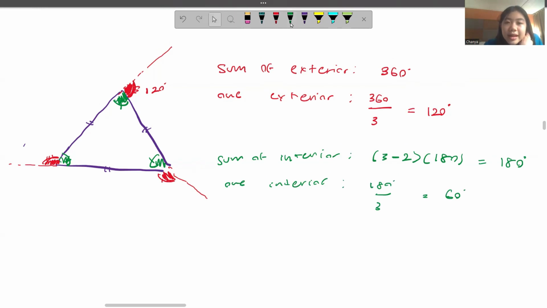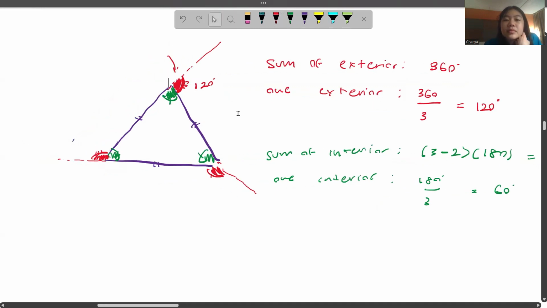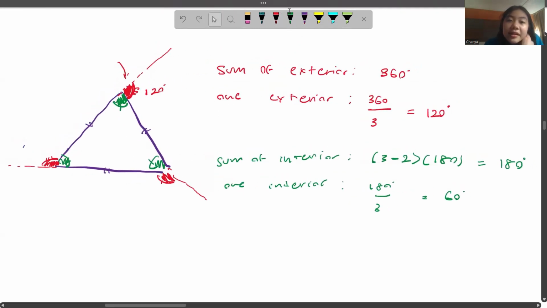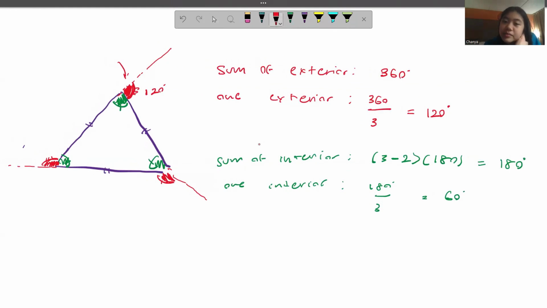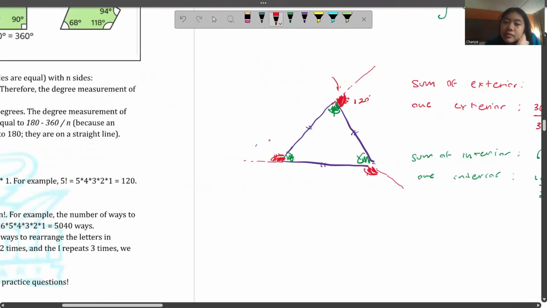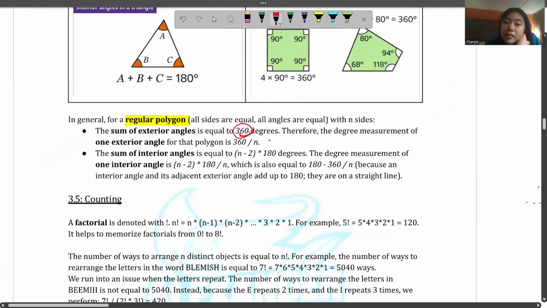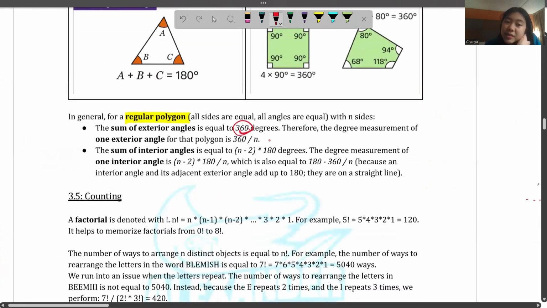An alternate way is that you could just take whatever exterior angle you have over here, and you take 180 minus that exterior angle. That is just a little diagram showing you. And that should be it.